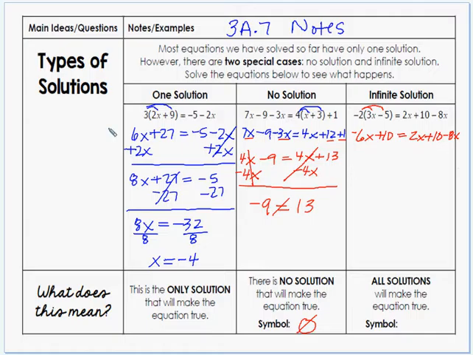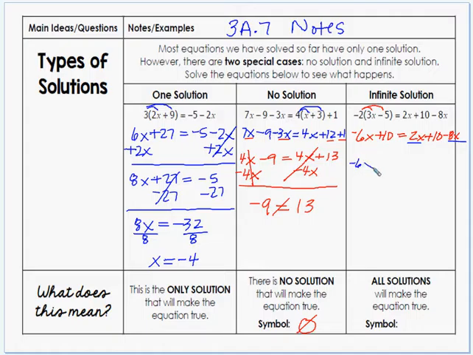Now I'd keep going because I still need to get all of my variables on one side and all of my numbers on the other. If I look at the left-hand side, these two things can't combine together. There's nothing to simplify here. But if I look at the other side, I've got two x terms that need to combine together.